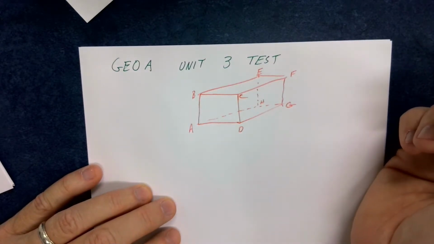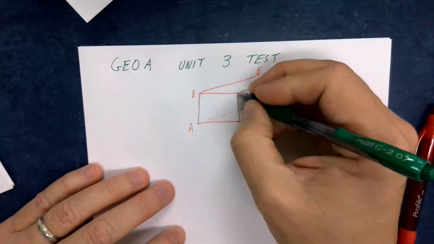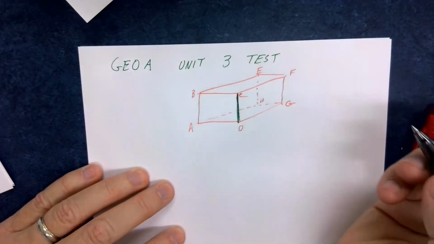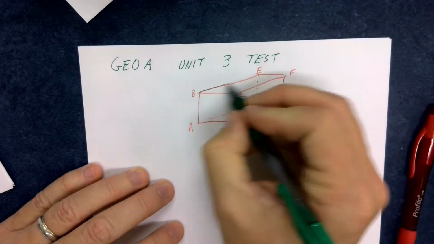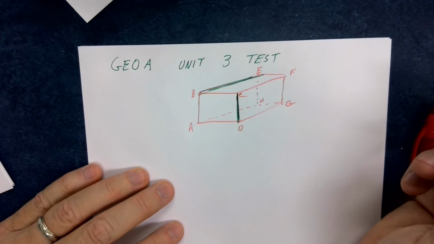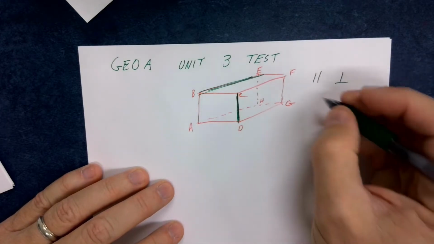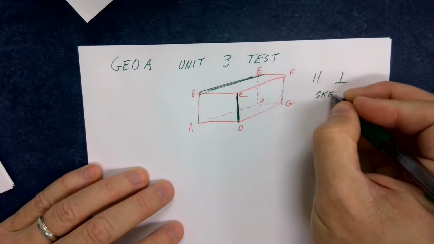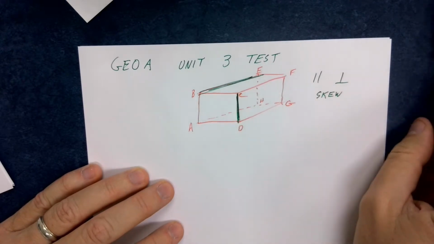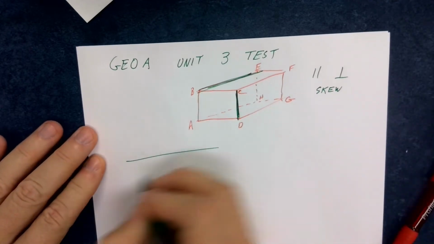One of the things we want to talk about that we discussed in this class is what skew lines are. Skew lines are lines that don't intersect, like these two don't intersect, but they're not coplanar, okay? So we're going to talk about parallel, perpendicular, and skew in terms of lines and planes and stuff like that. So make sure you know all of those.